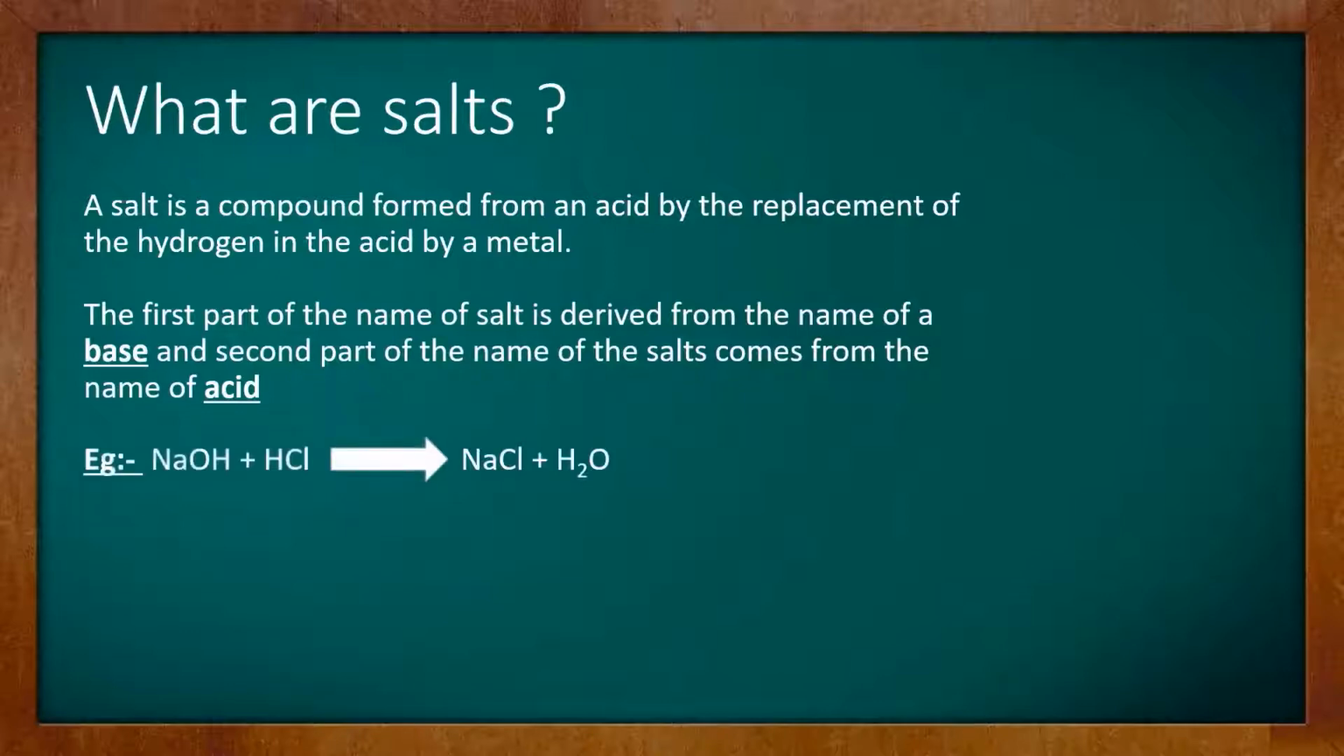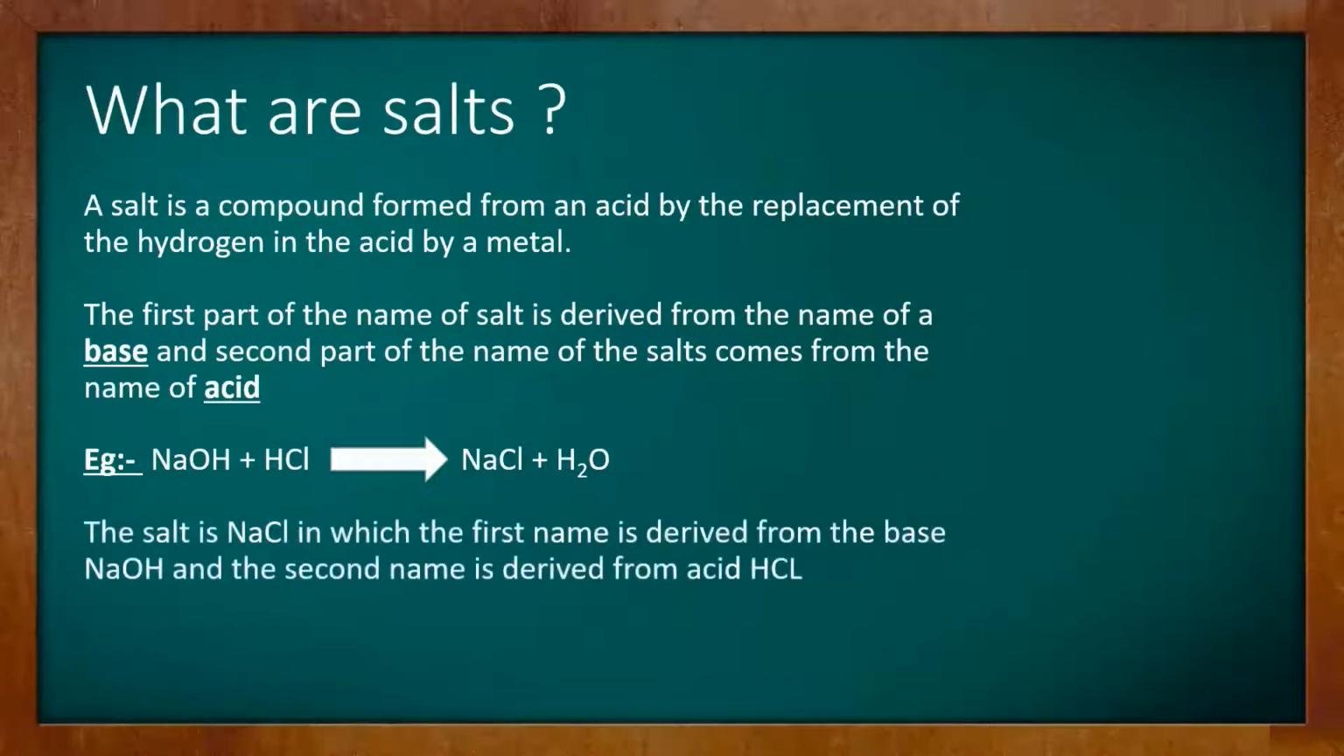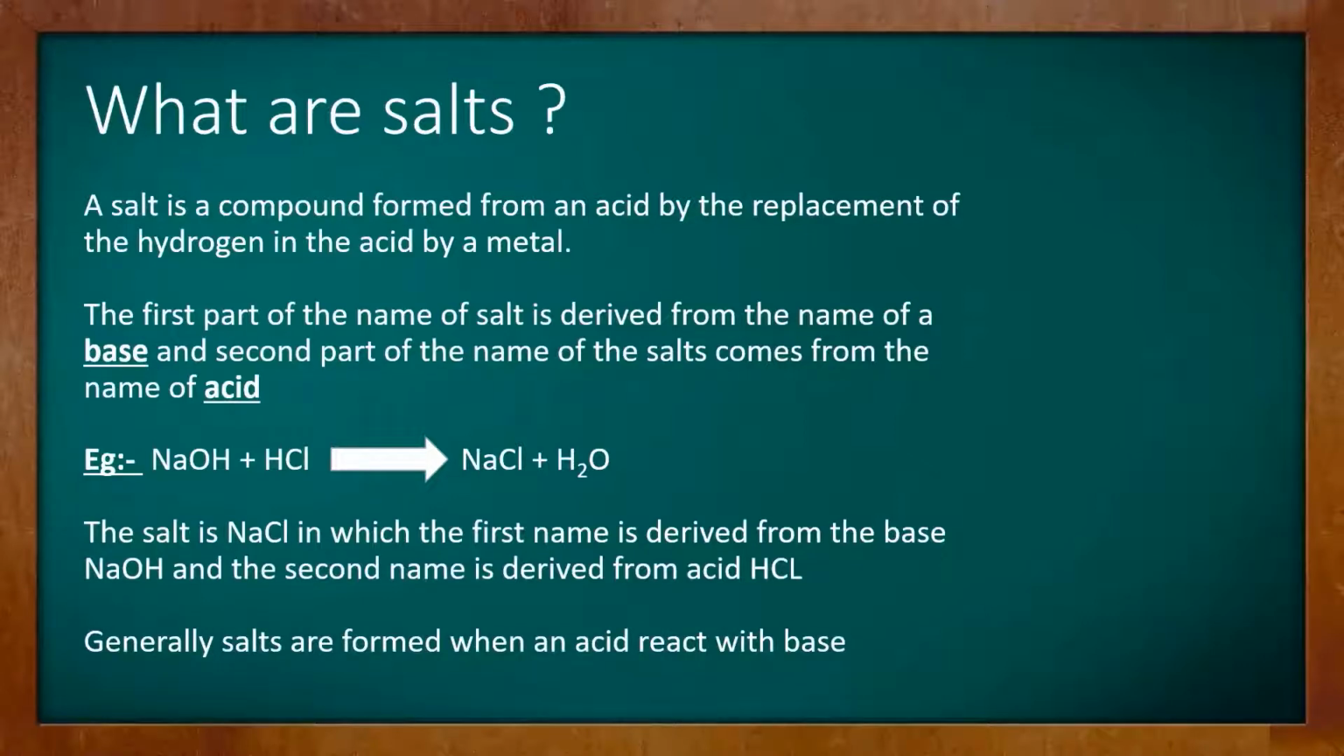Example: when NaOH, a base, reacts with HCl, an acid, it forms NaCl, a salt, plus water. The salt is NaCl, in which the first name is derived from the base NaOH and the second name is derived from an acid HCl. Generally, salts are formed when an acid reacts with base.